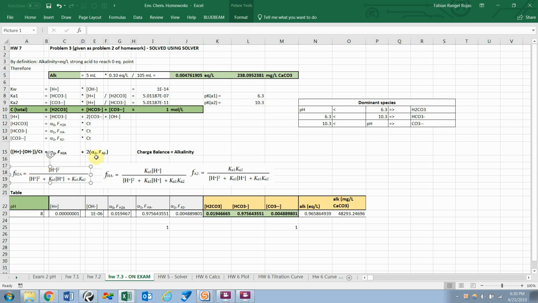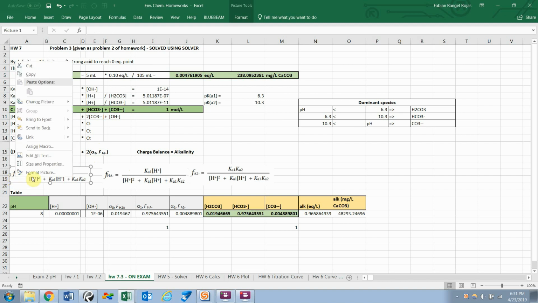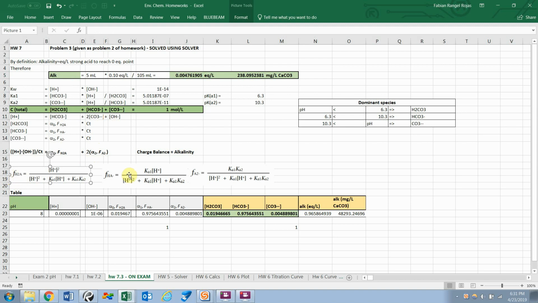Okay, these are the equations for my alpha values. I took this from a website. Instead of saying alpha 0, they just say the fraction of H2A, so that's the most protonated form. Instead of alpha 1, they say the F of HA, which is the second most protonated form. And instead of alpha 2, they say F of A2, the acid with the 2 minus, the least protonated form. It's not protonated at all. In this case, F of H2A corresponds to H2CO3, HA corresponds to HCO3 minus, and A2 corresponds to CO3 2 minus.